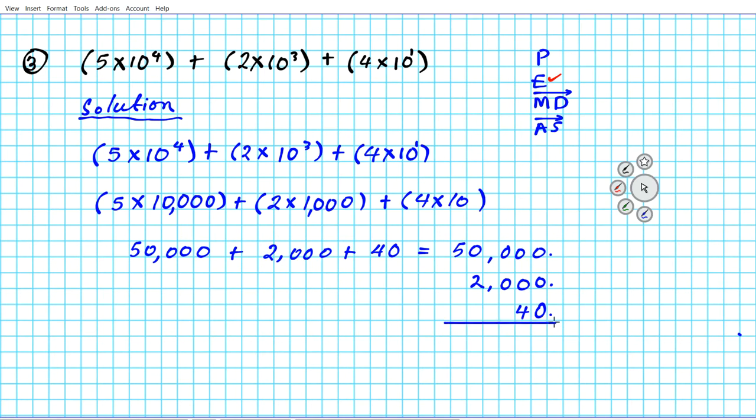Let's put the line here. So just add vertically along the place values, starting from the rightmost place all the way to the left. Alright, so we have a decimal point here, 0, 0, 0, 4, add them all together is 4. 0 plus 0 is 0, 0 plus 2 is 2, and 5. Alright, so we have 52,040. Ladies and gentlemen, that's your final answer.